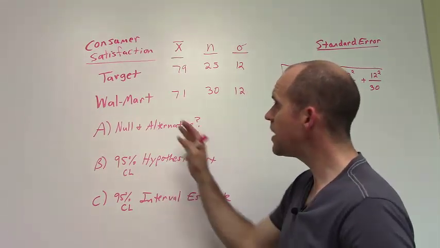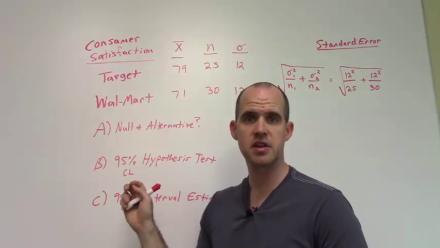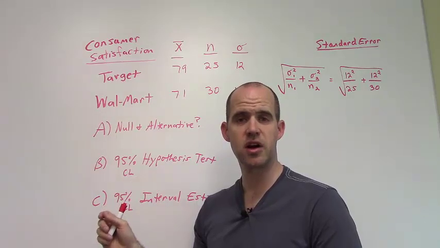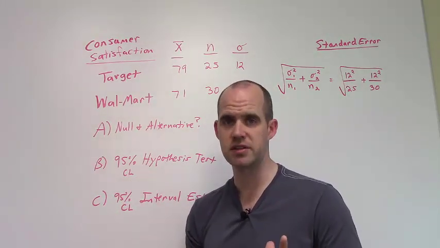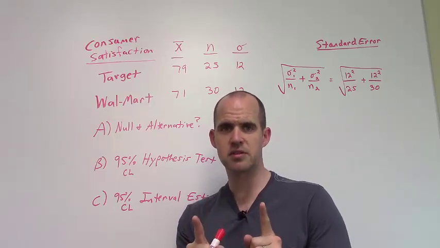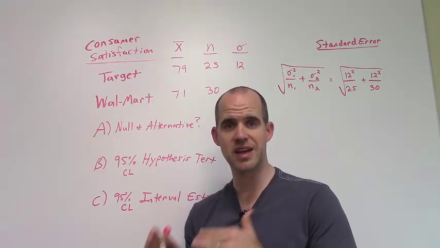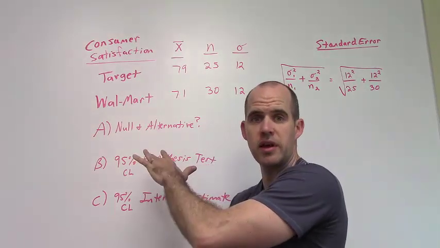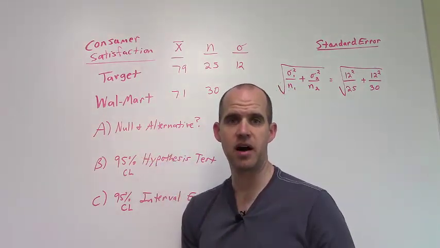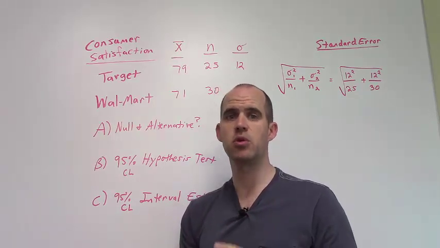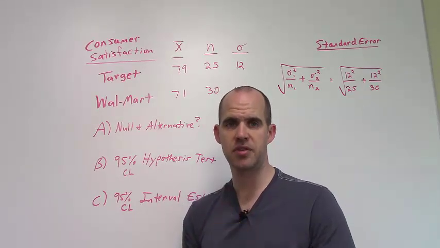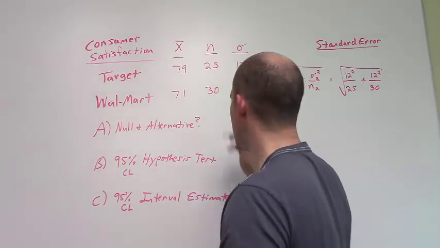Now, I'm not trying to see if Target is higher than Walmart in this particular hypothesis test. Rather, I'm interested in whether they're different. That wording is very important because it will tell me how I need to formulate my null and alternative hypothesis. And we know if we're just looking at a difference, then we're looking at a two-tailed hypothesis test. So we'd write it out as follows.